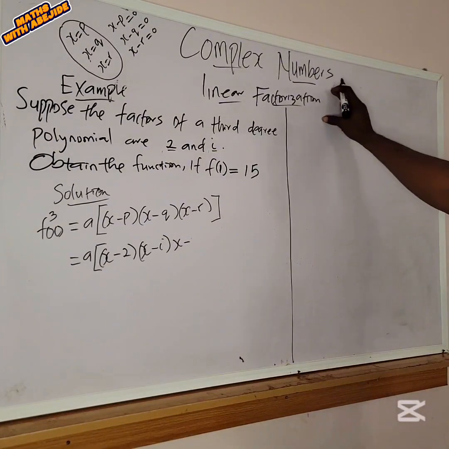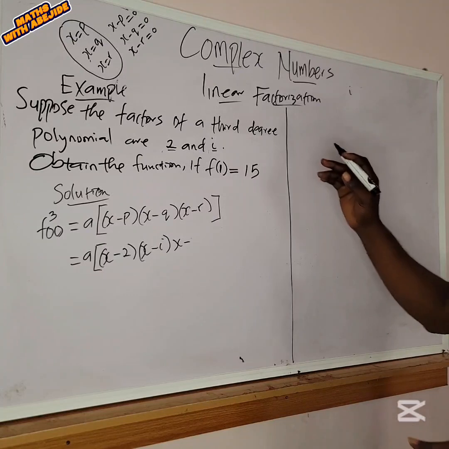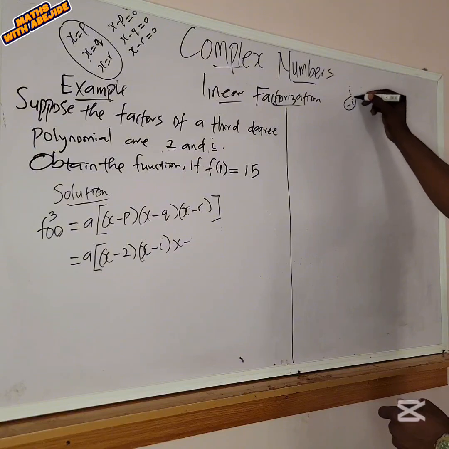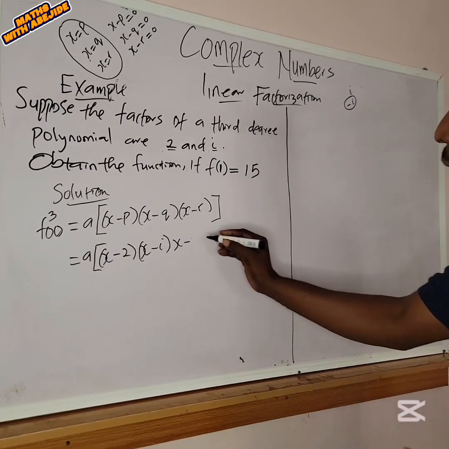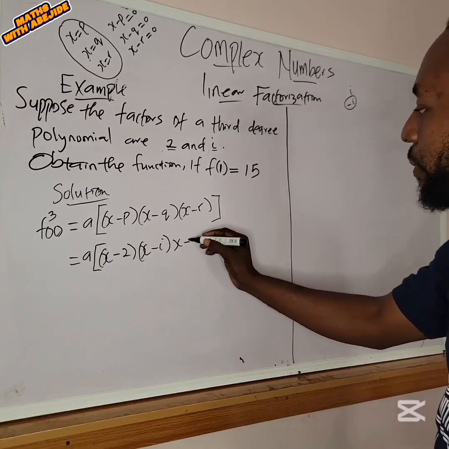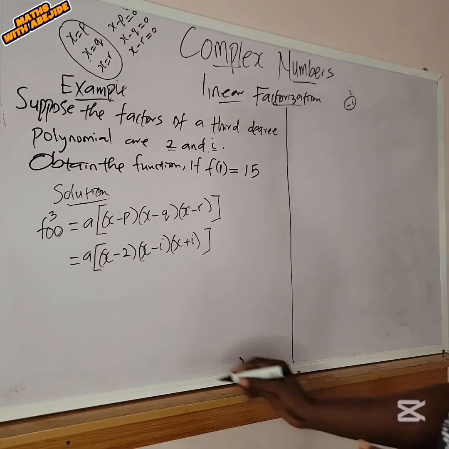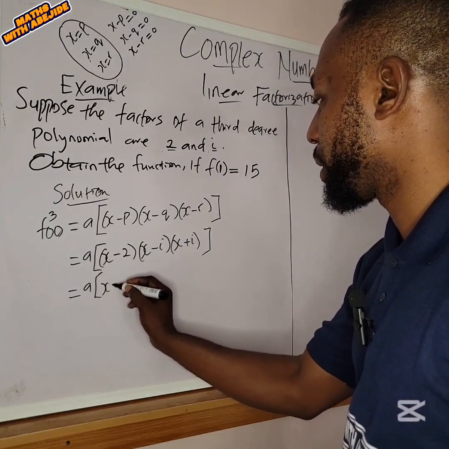Now, remember from the linear factorization theorem, we have another theorem called the complex conjugate theorem, which states that whenever a complex number, as in this case i, is one of the factors of a polynomial, then the conjugate of that complex number, which is minus i, must always be a factor as well. So our third factor now will be minus i. If we insert minus i here, we have positive i. Okay? So this will look like a times x minus 2.